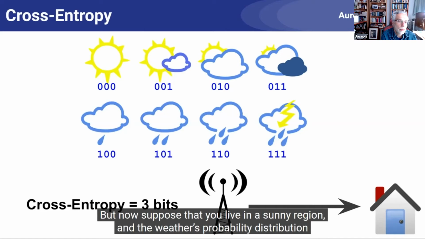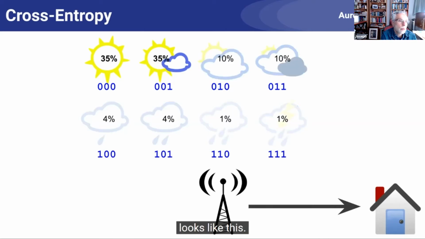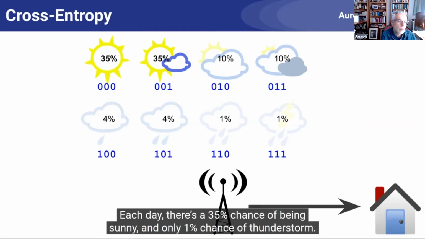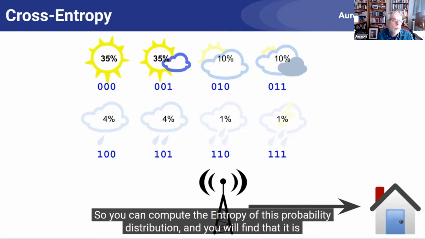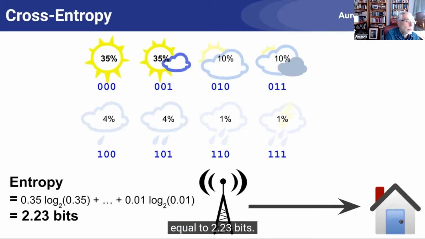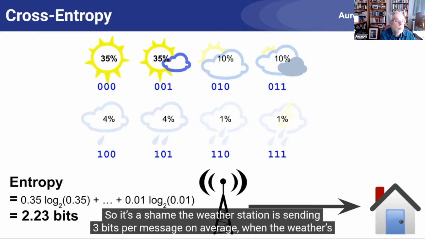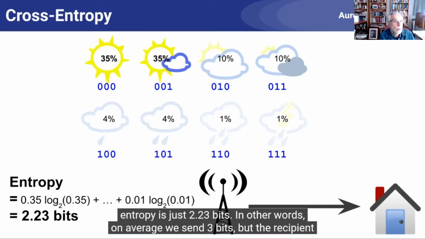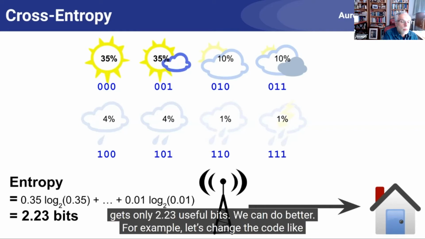But now, suppose that you live in a sunny region, and the weather's probability distribution looks like this. Each day, there's a 35% chance of being sunny, and only 1% chance of thunderstorm. So you can compute the entropy of this probability distribution, and you will find that it is equal to 2.23 bits. So it's a shame the weather station is sending 3 bits per message on average when the weather's entropy is just 2.23 bits. In other words, on average we send 3 bits, but the recipient gets only 2.23 useful bits. We can do better.